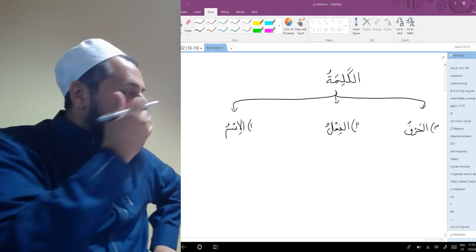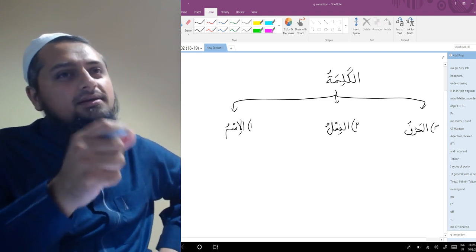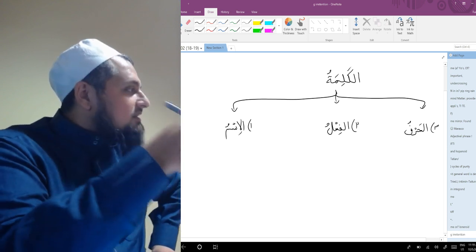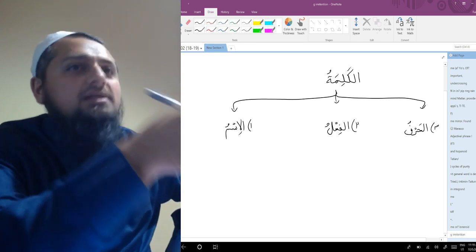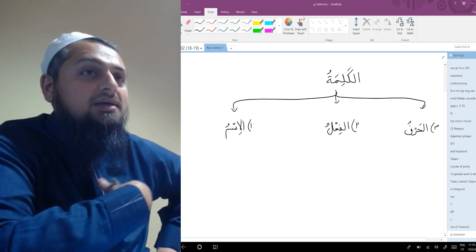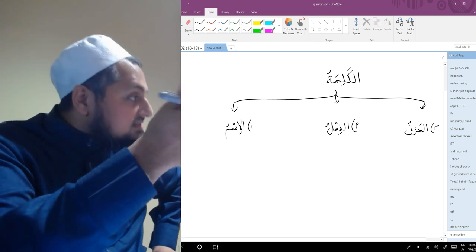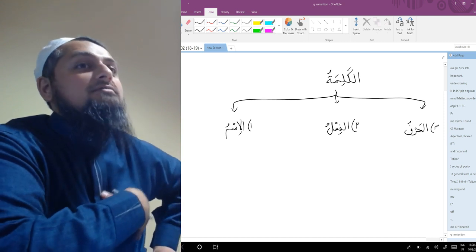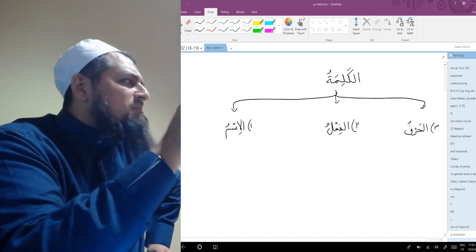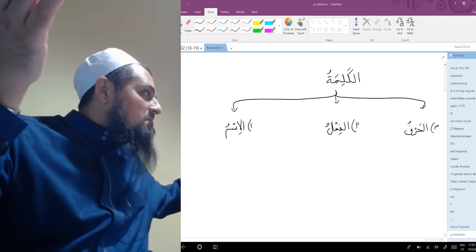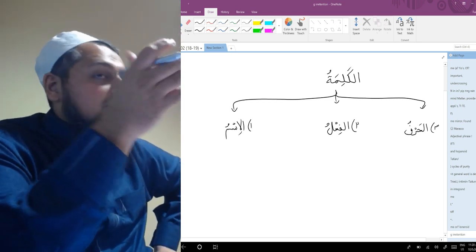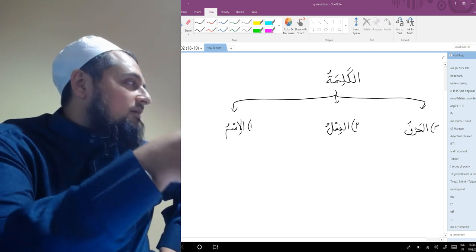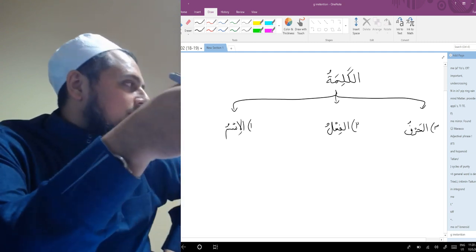A harf is defined as a word that does not convey a meaning on its own. If it stands alone by itself, it's not going to give you a meaning. In order for it to convey a meaning, it has to be associated with an ism or a fi'l. Common huruf would be like the word fi. If I just put fi by itself, it doesn't really give me any benefit. But if I say الطالب في المدرسة, that conveys a complete meaning. The student is where? In the school.